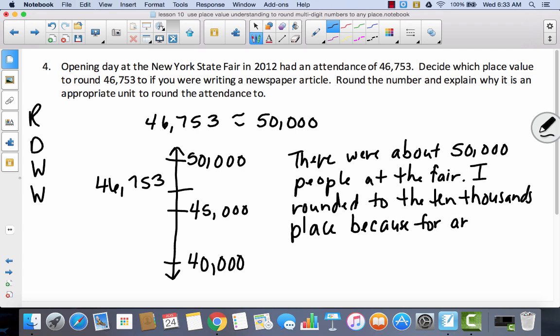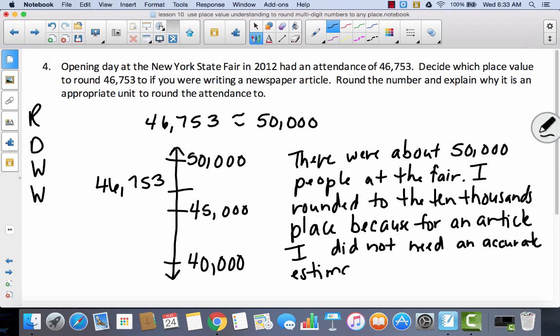for an article, I did not need an accurate estimate. And when I say accurate, I don't mean that it's not accurate. I mean that it's not as close to the original number.